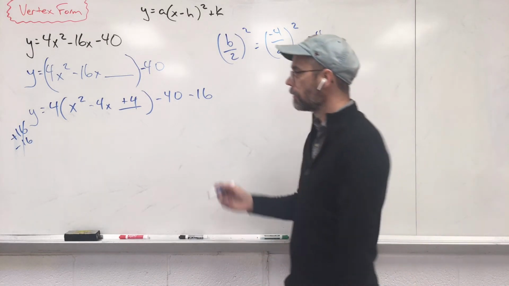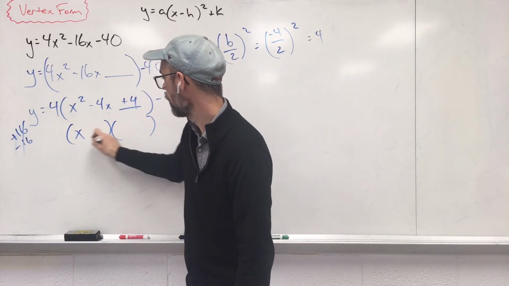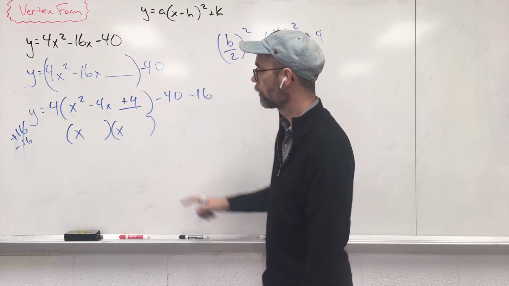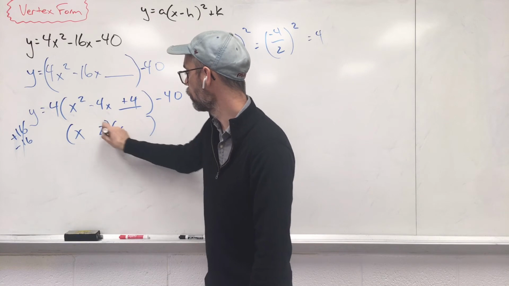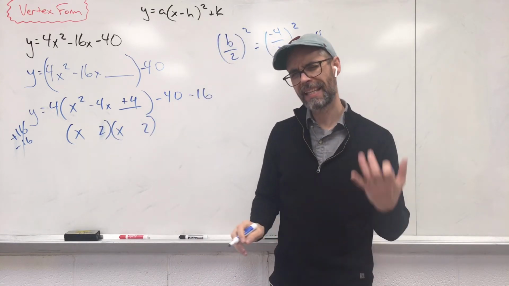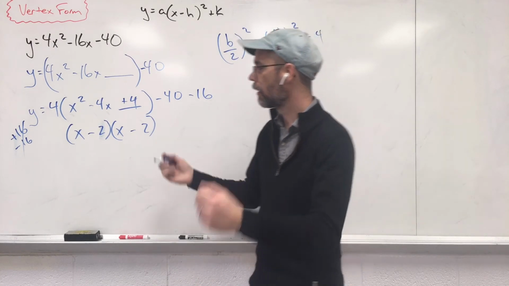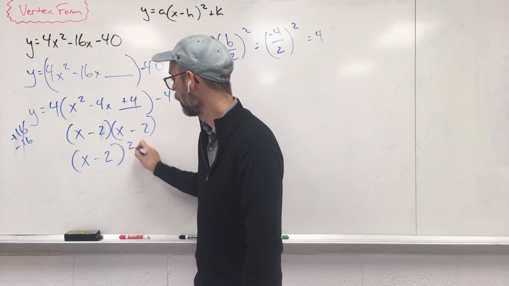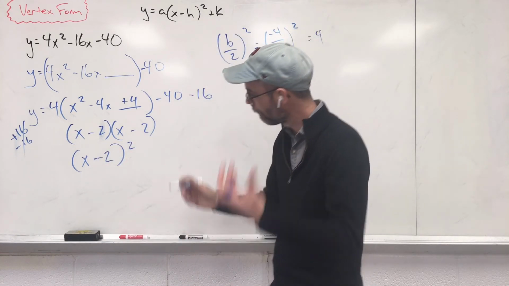Parentheses. Let's factor now. So I can break that up into 2 parentheses. X, x. What 2 things multiply together give me x squared? What 2 things multiply together give me 4? 2 and 2. But add or subtract to give us a negative 4? Well, in that case, it's going to be negative 2, negative 2, since they are the same. I'm going to rewrite this. X minus 2 squared.